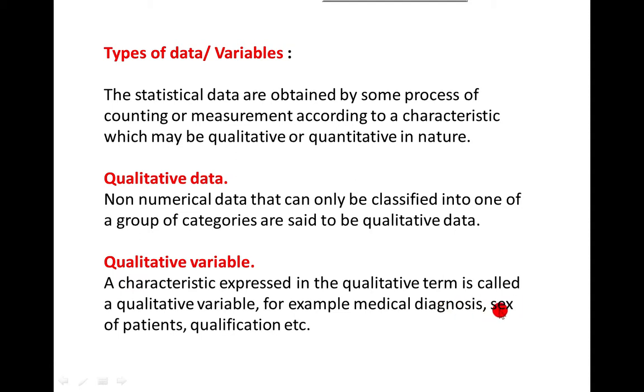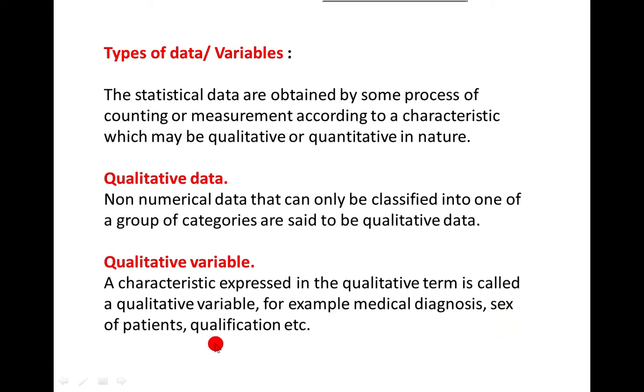Now the next example, you can understand very well from this example, sex of patients. You know that the sex may be male or female. Male or female is a qualitative term, not quantitative term. Okay, male and female is the data, sex of patient is the variable. This is the difference. Sex of patient is a variable. Variable means changeable. Data may be male or female.